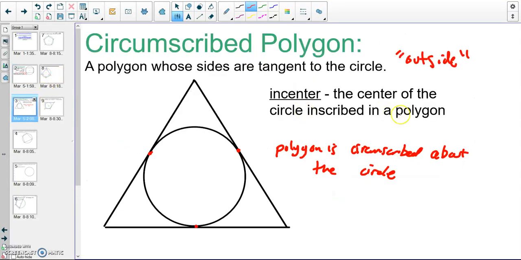Here, if we have a circle inscribed in a polygon, then we call the center of the circle the incenter. There is a connection between the incenter and the circumcenter that we talked about before, relating to triangles, and we'll talk about that in class. Let's do some example problems.